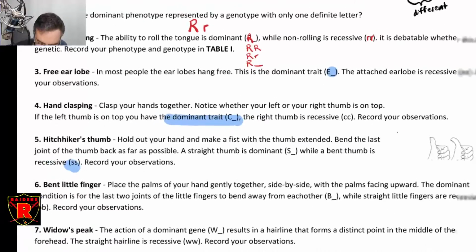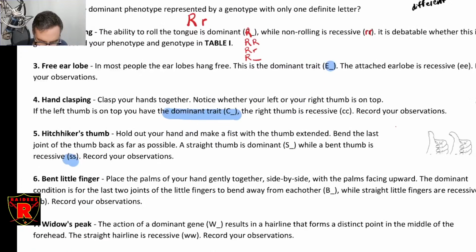So, okay, we did tongue rolling. Free earlobe. What that means is that if you look at their ear, is there a little bit that is dangling, or is it attached at the bottom to your head? Okay, so that's a Mendelian trait in humans.